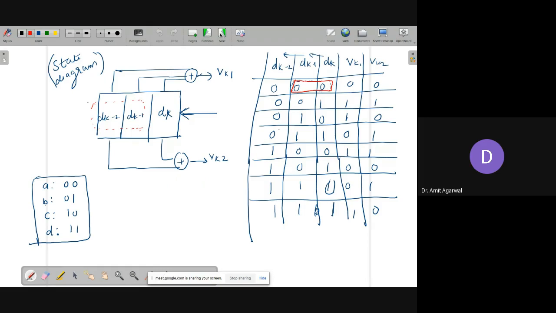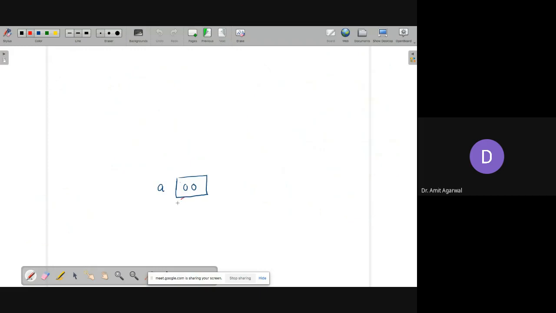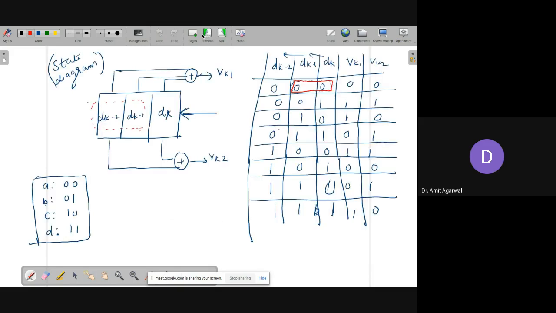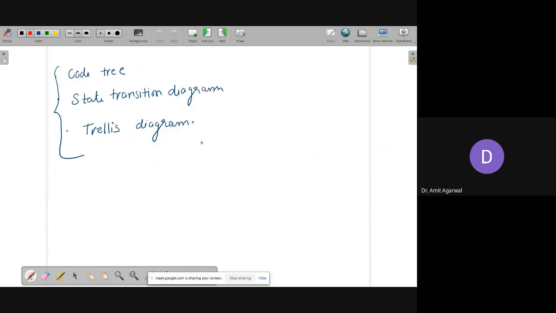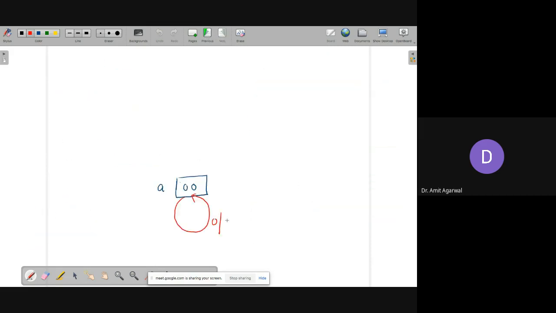It means the channel encoder will remain in the same state when the input is 0 and the output is 00. This represents the output value, this represents the current input, and this is the present state, and how will be the next state. So we will be in the same state only.